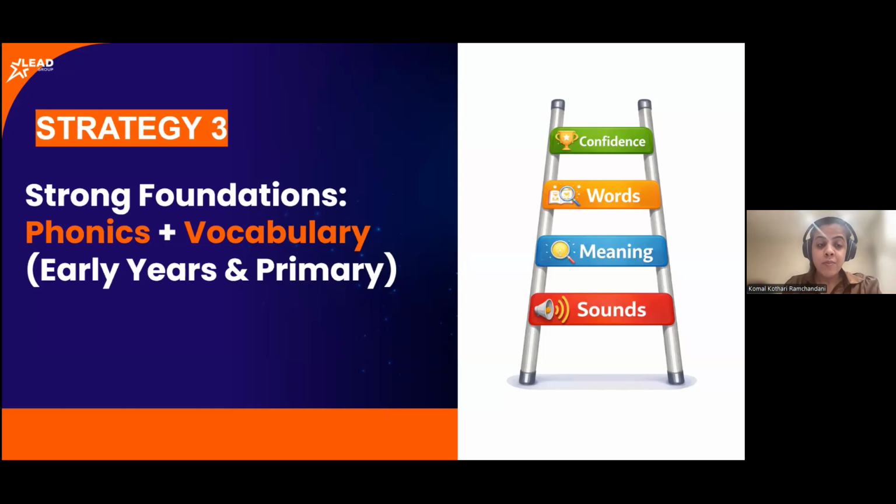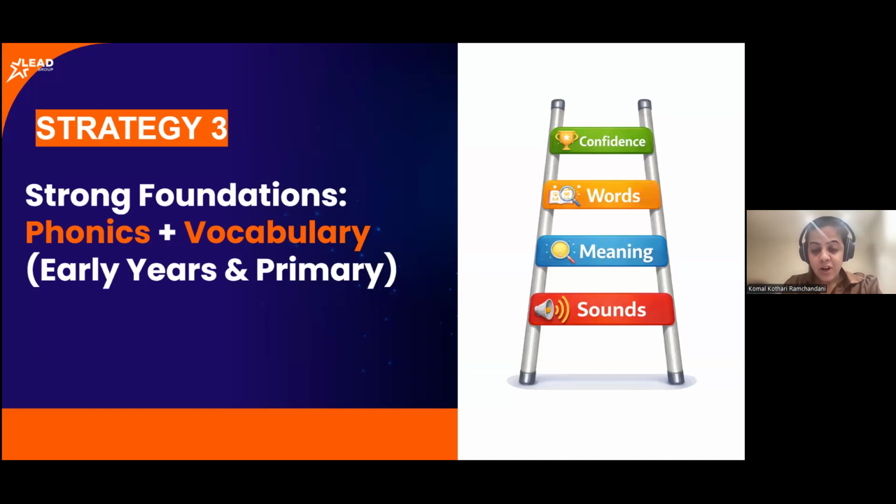Phonics builds accuracy, vocabulary builds meaning. Both are essential to help students learn reading. Random word lists, rote spelling, and guessing from pictures do not build strong readers. Leadership decisions matter here. Materials, daily time allocation, and teacher capability in early years would help build a strong foundation. And fixing foundations early is the highest return on investment decision a school can make.